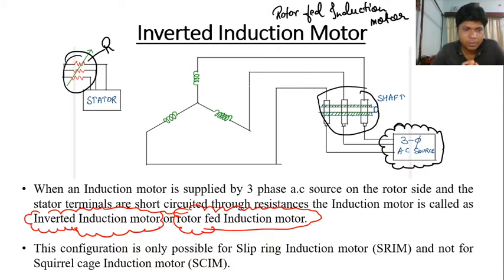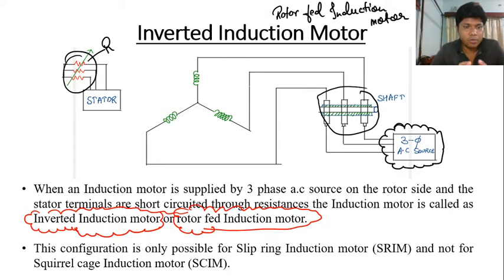Actually, this type of arrangement is only possible for a slip ring induction motor, but not for a squirrel cage induction motor, because a squirrel cage induction motor has no arrangement from which we can easily supply the three-phase AC source on the rotor terminal. But the arrangement of the slip ring induction motor is such that we can easily supply the three-phase source on the rotor terminal of the induction motor.